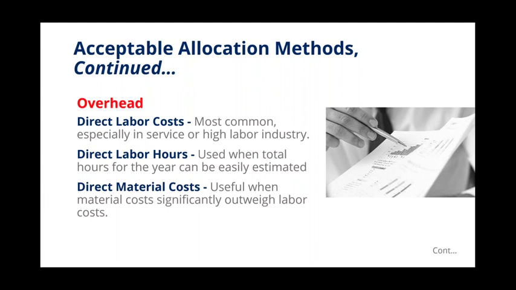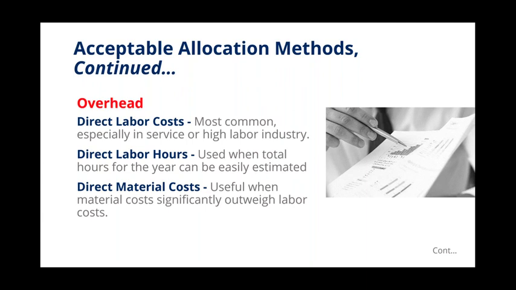Direct labor hours can be used. Again, you run the risk of variances in the absorption. If you're going to do labor hours either for fringe or overhead, you need to make sure that you've got a really good way to estimate those hours and that estimate is as accurate as possible.